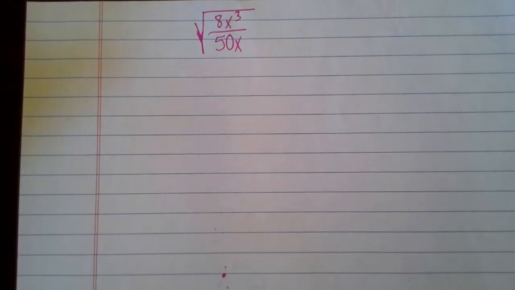All right, so let's divide this radical expression. We have root 8x cubed divided by 50x.